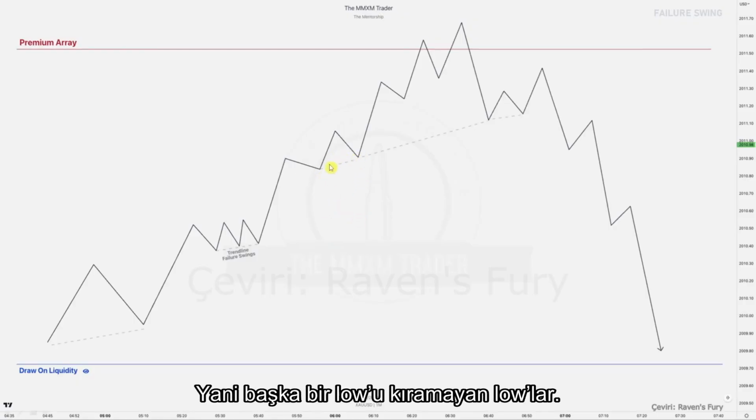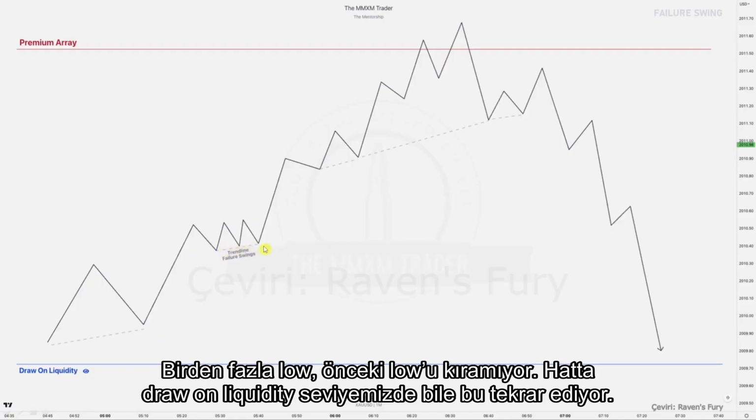Those lows that fail to take out another low. And we've got those over here. We've got again a little trend line down here, right? Multiple lows which fail to take out the previous low, even down here at our draw on liquidity and over here.